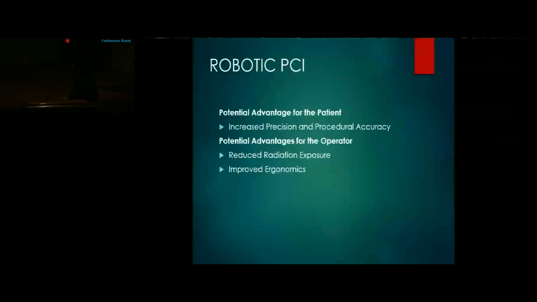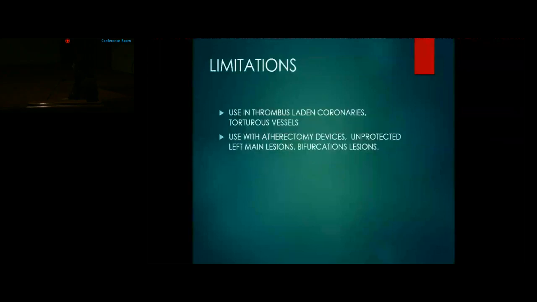And there are multiple advantages for the operator, which include reduced radiation exposure, because the primary operator is outside in the console, where there is no radiation hazard, and improved ergonomics. So the primary operator can sit in the console room and easily control the PCI wires and balloons and stents, and there is no need for wearing lead, which has led to reduced orthopedic problems.